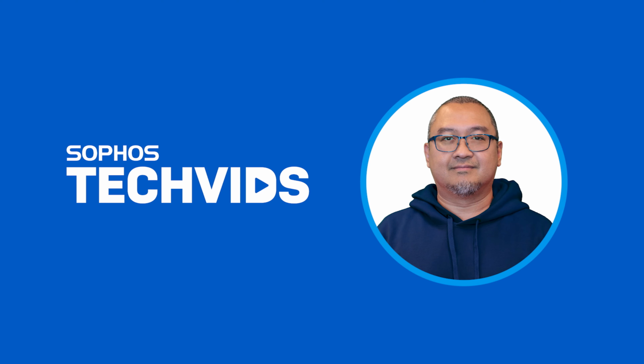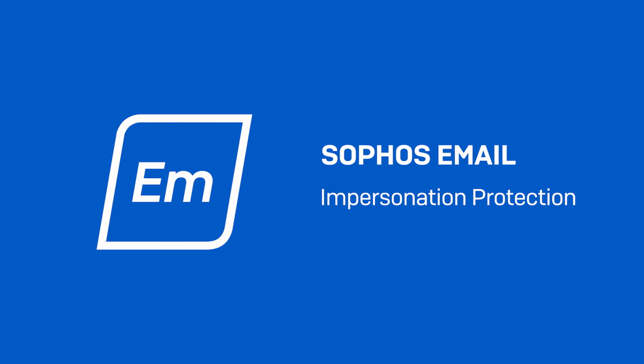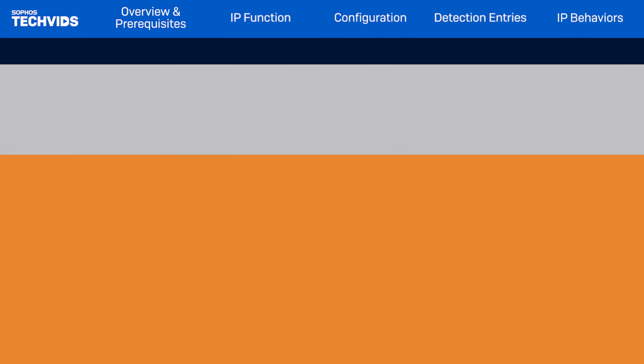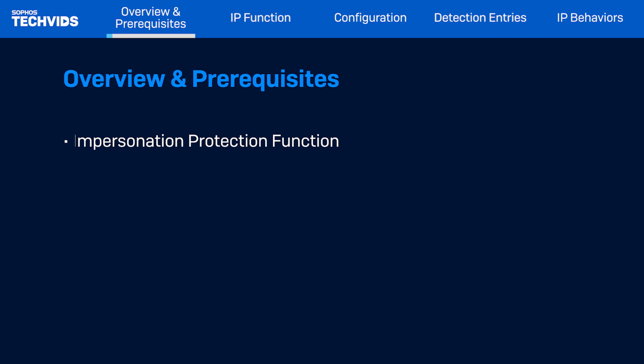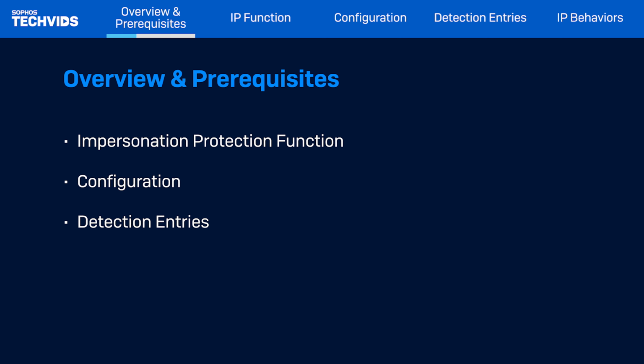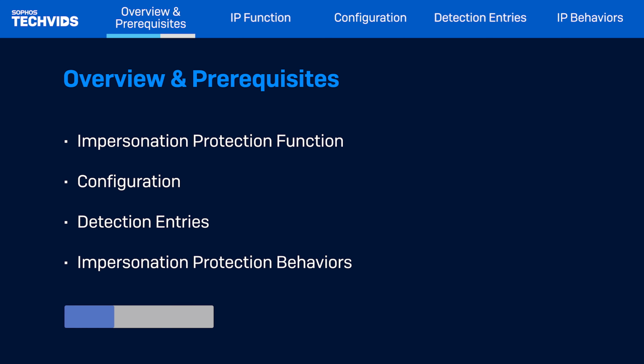Hi, I'm Jose from SOPHOS Support, and today I'll be giving an overview of impersonation protection for SOPHOS email. I'll cover this feature's function, how to configure it, where to see entries of detection, and some of the behaviors that may help with troubleshooting. Impersonation protection is only available with a SOPHOS Email Advanced license.